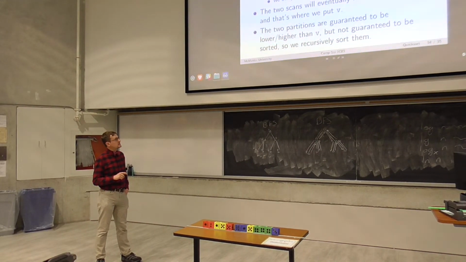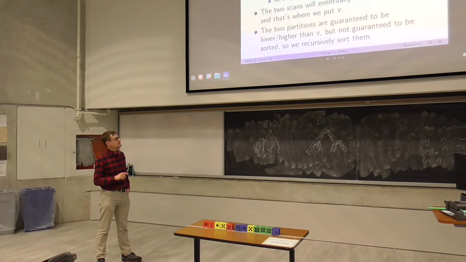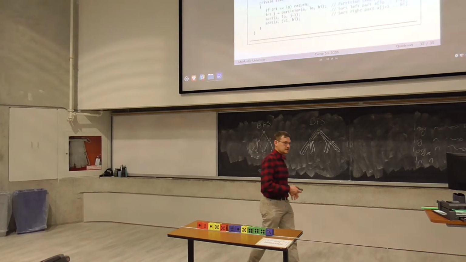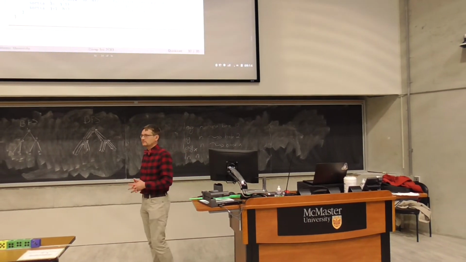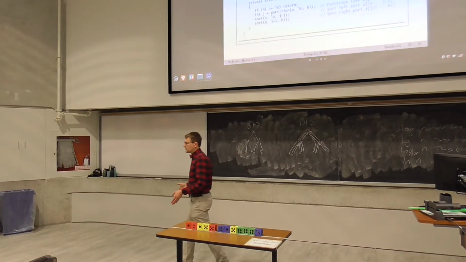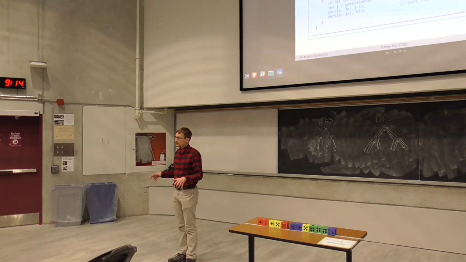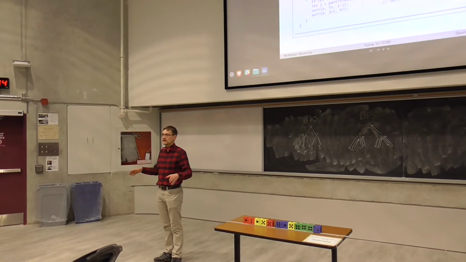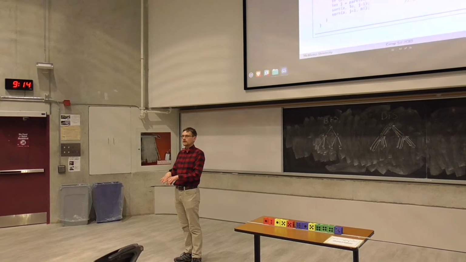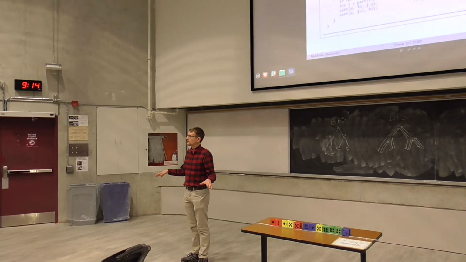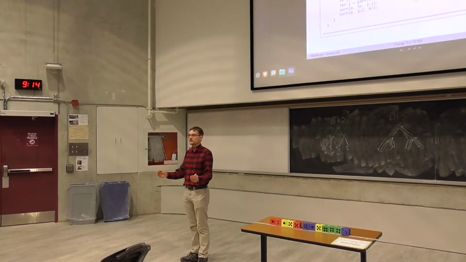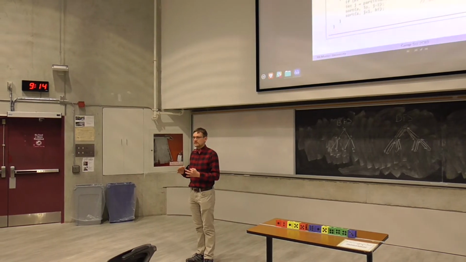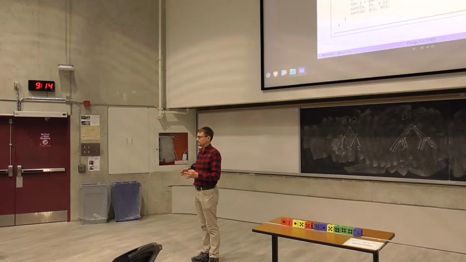The two partitions are guaranteed to be higher or lower than V, but not guaranteed to be sorted. So we must sort them recursively. So, this is a different approach from merge sort. Merge sort performs a very simple partitioning and then makes the combination part of the divide and conquer algorithm complicated. Quicksort makes the partitioning complicated and then the recombination very easy, right? By the time the array is fully partitioned, it is also fully sorted. Make sense?